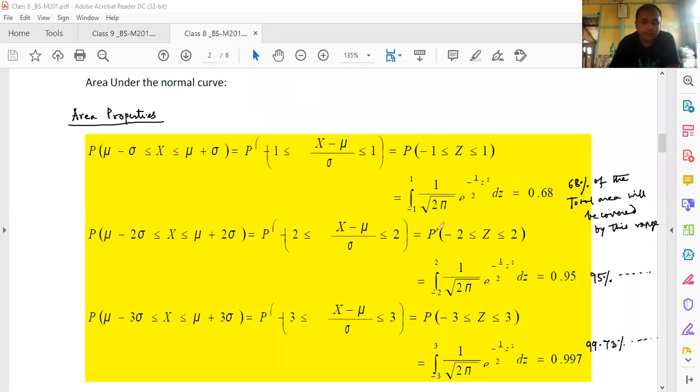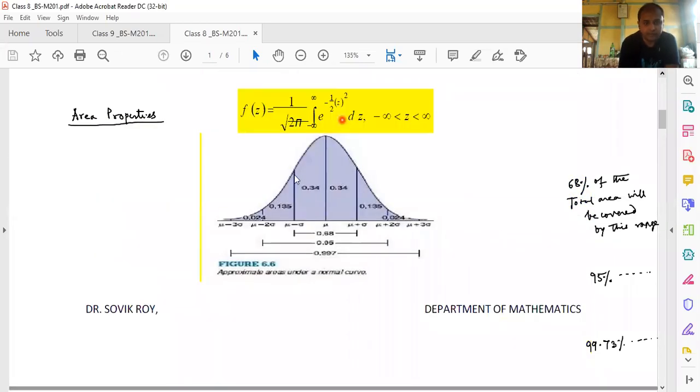Now, you have to recall these area properties. These things have actually been shown in the earlier figure. If you want to see the big picture once again, I can show this picture to you. Just hold on. See, I have shown that 68% of the total area is covered by this range, 95% of the total area is covered by that range, and 99.73% of the total area is covered by this.